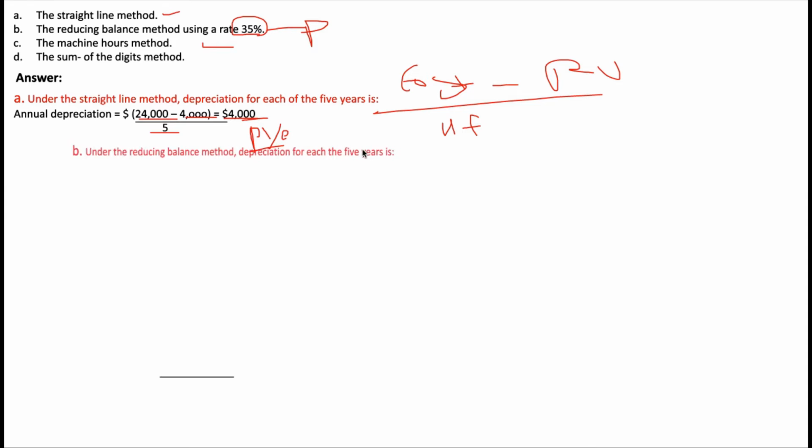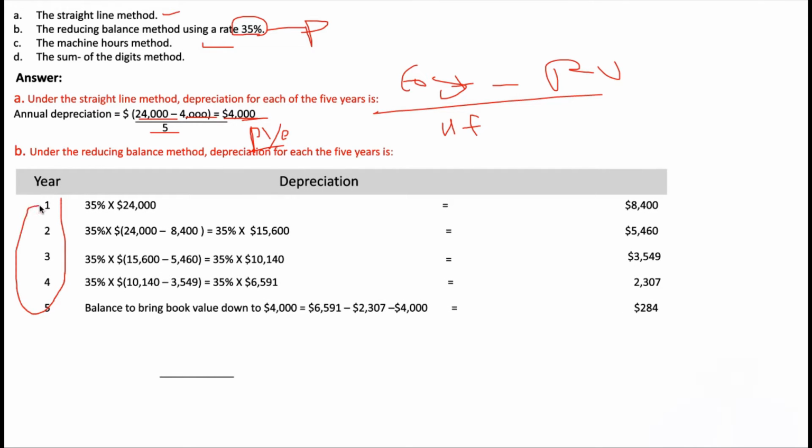Under the reducing balance method, the depreciation for each of the 5 years, we have years up to 5, and the rate is already given. So the first year is going to be 35% times 24,000, which gives us 8,400. In the second year, we reduce the 24,000 by the previous depreciation, which is already charged in profit or loss, and it gives us 15,600. This times the rate gives us the depreciation for the second year, 5,460.